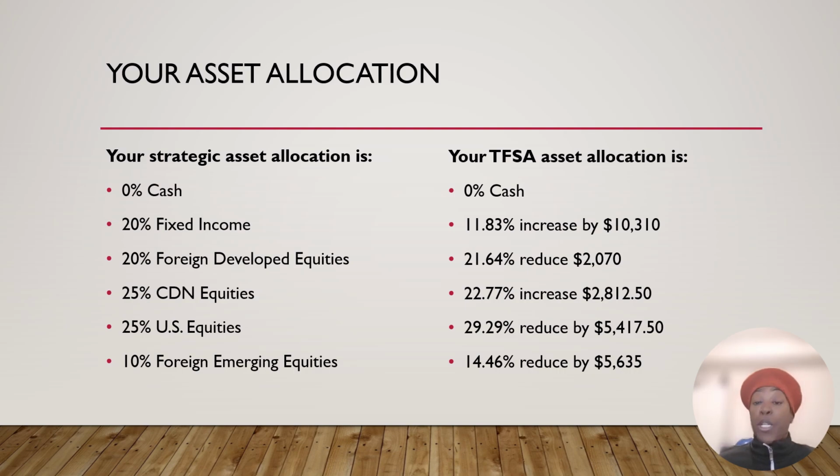Taking a closer look at your TFSA, once I move over the TFSA, I would rebalance it back to your original target mix by selling some equity assets, specifically the US equity and foreign emerging markets, and buying a bit more bonds or fixed income assets, as well as Canadian equity. If you look at the screen here, you'll see the percentages that it's currently at, and also the amounts that we would need to increase or decrease by.